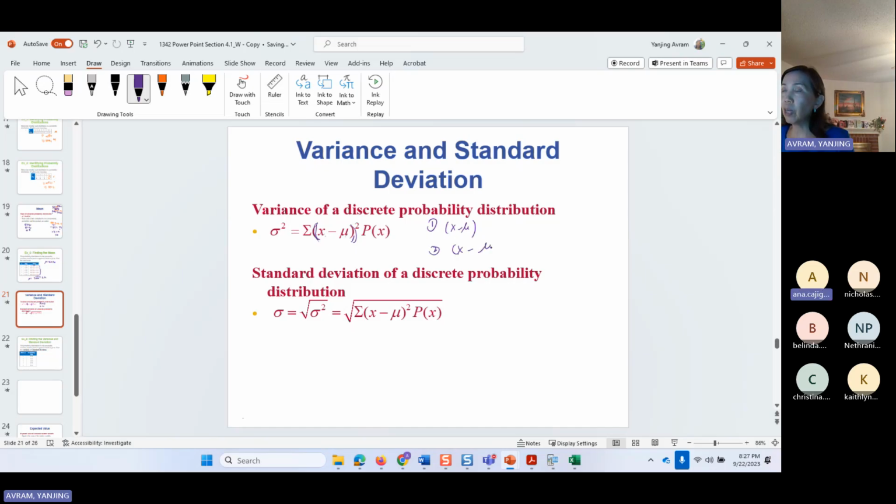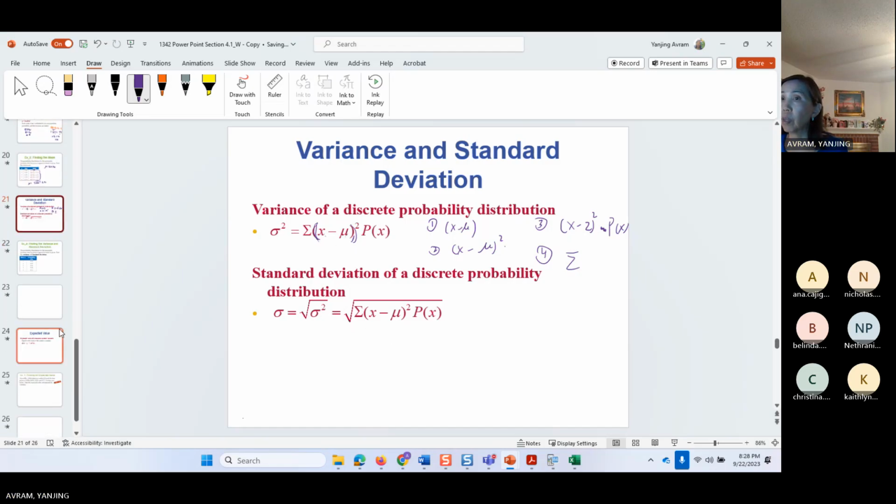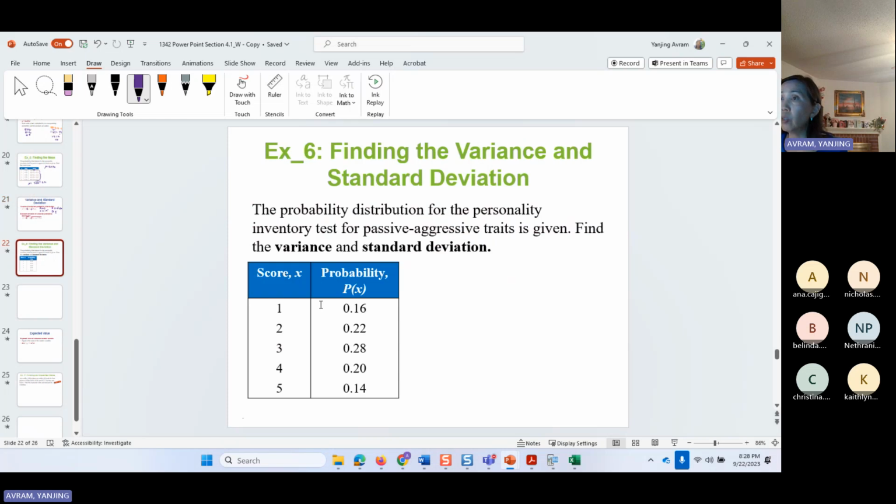Second one, you have to find the exponent. So the exponent has to go second, before you multiply. So parenthesis, exponent, and then you multiply using the whole thing. Step 3, multiply by p of x. And then step 4, you add them together. So this one you need to separate into 4 steps. And for the standard deviation, you just take the square root of this whole thing. That is the standard deviation.